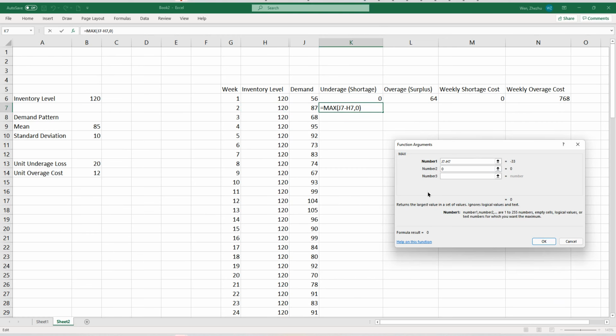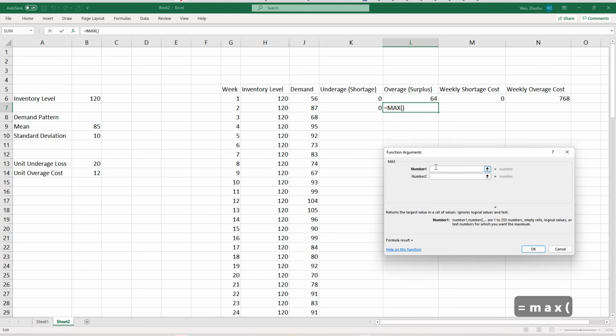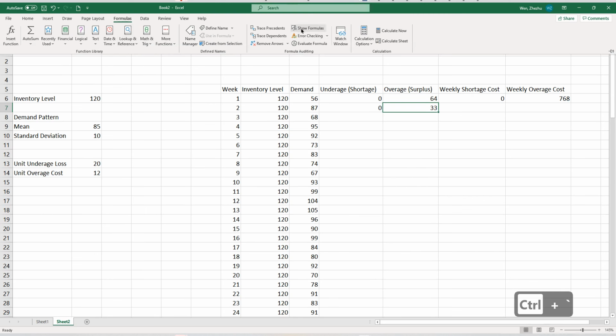It looks like we have 33 units short. Is this short? Yeah, we have a bigger inventory. It's not exactly a shortage. We have a surplus here. But anyway, this will be 0 again because this is not exactly a shortage. Let me do it again. Max, the dialog box: the difference between inventory level and demand, and 0. I'm going to open my formula view mode so that you can take a look before you move on.